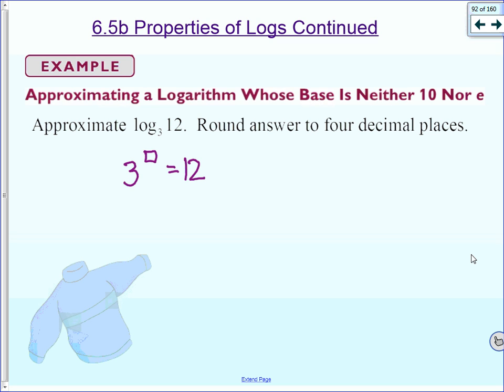So you're going to need a calculator. Try and get as close as you can to 4 decimal places. 3 to a power is 12. 3 squared is too small. 3 cubed is too large.